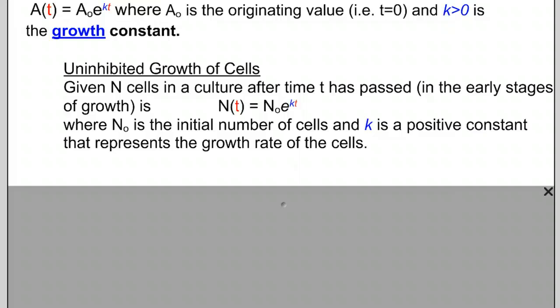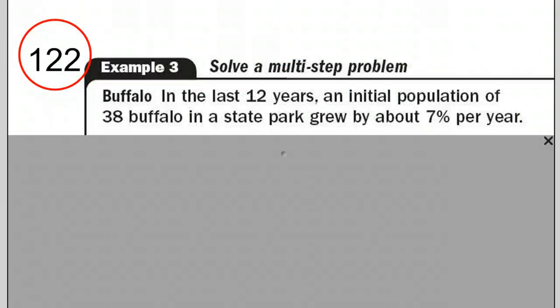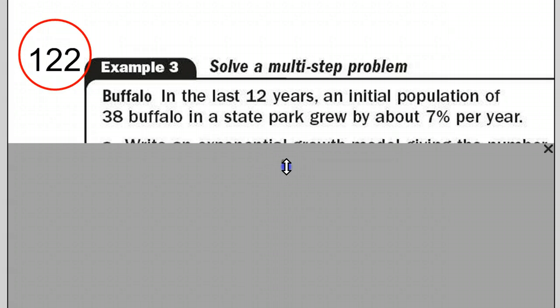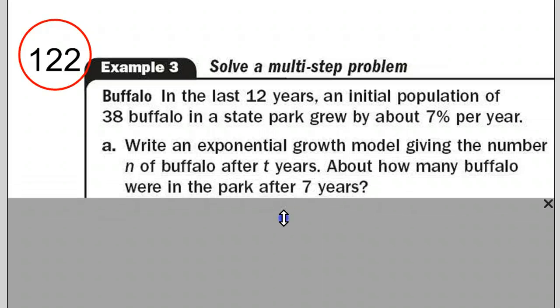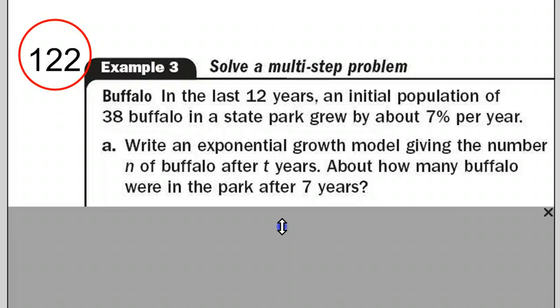But not only is this an example of growth of cells, we can also use this function to represent population growth. So let's take a look over here at page 122. In the last 12 years, an initial population of 38 buffalo in a state park grew by about 7% per year. So what does that mean? Well, for our function, instead of our base being e, we know it's going to be a positive number because you're growing. So when we want to write an exponential growth model, given the number of buffalo after t years, what will it look like?